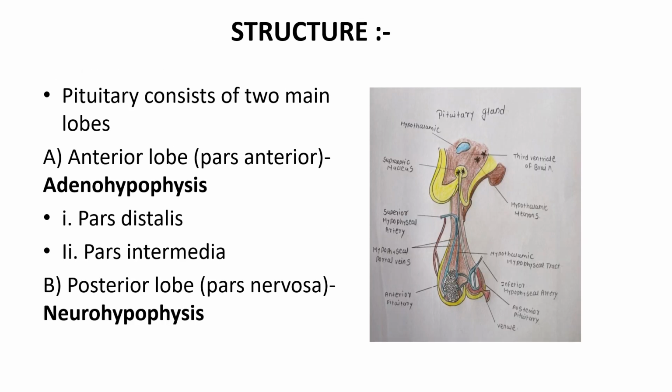The structure of the pituitary gland: it consists of two main lobes, the anterior lobe and the posterior lobe. The anterior lobe is also called pars anterior or adenohypophysis. It has two parts, pars distalis and pars intermedia. The posterior lobe is also called pars nervosa, or neurohypophysis.